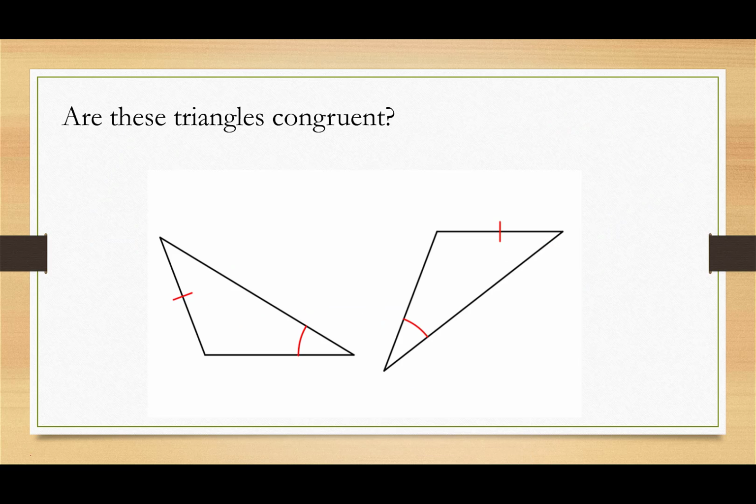Okay, next we have two triangles again, and we have one pair of congruent angles, one pair of congruent sides. That's the only information that we have on these triangles. And so this is no, there's not enough information to prove that these two triangles are congruent.